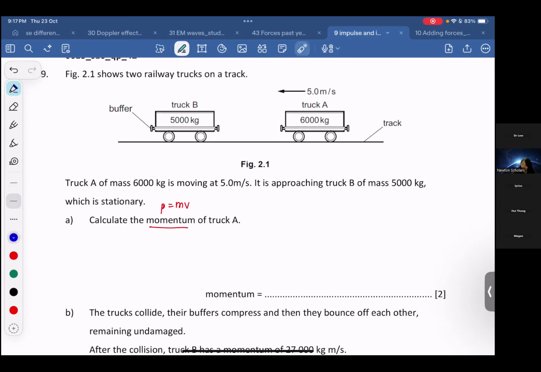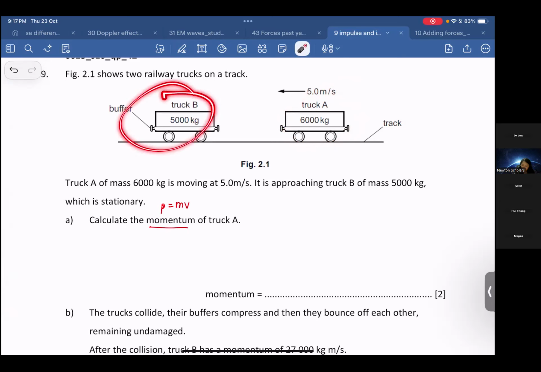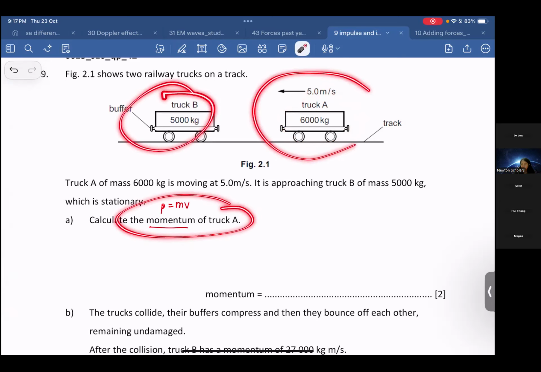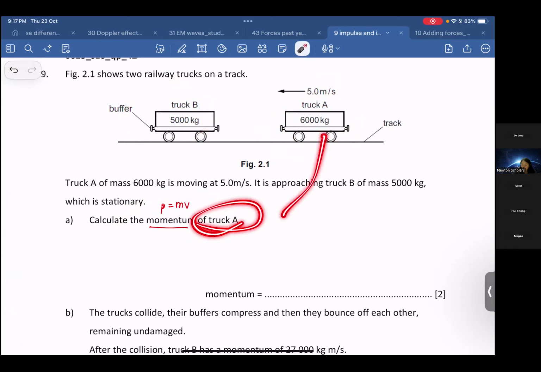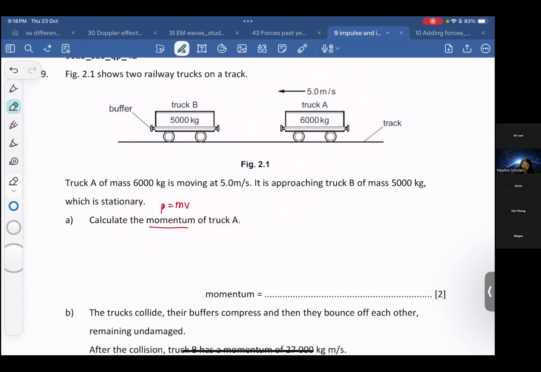Boys and girls, truck A is 6,000 kg moving at 5 meters per second toward truck B, 5,000 kg, which is stationary. Calculate the momentum of truck A. I only want the momentum of truck A. Can you calculate it for me? Truck A momentum is mass times velocity. Tell me your answer.